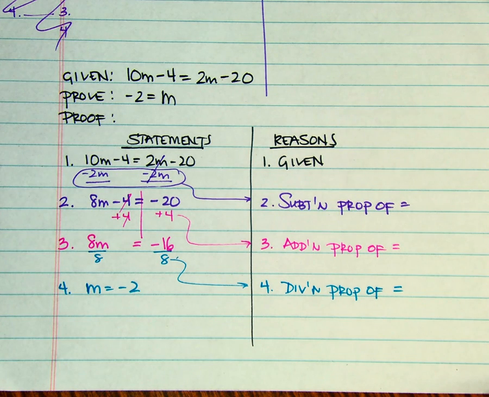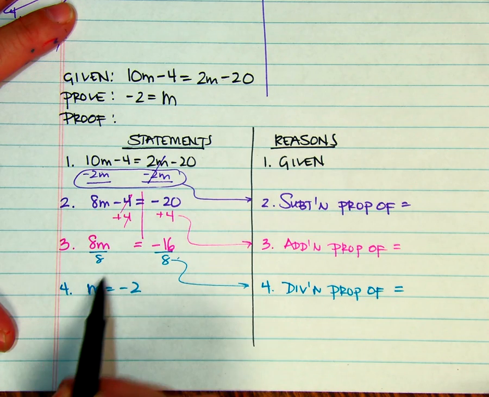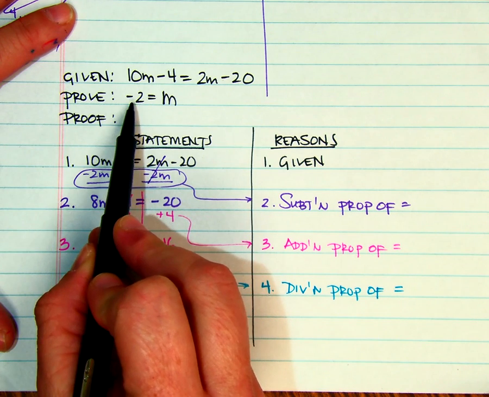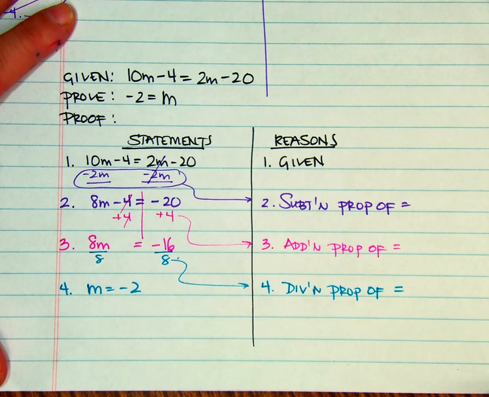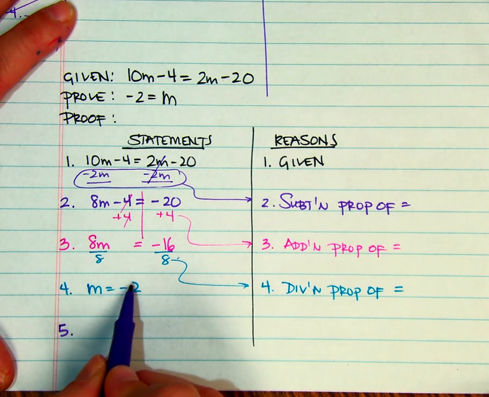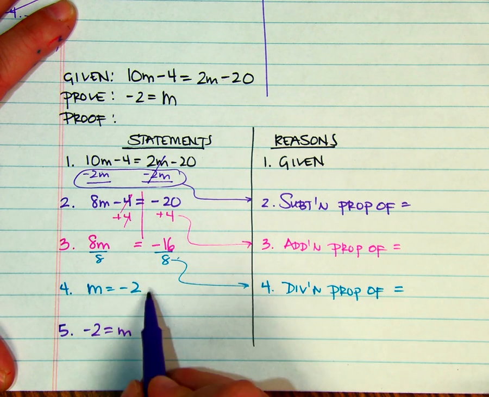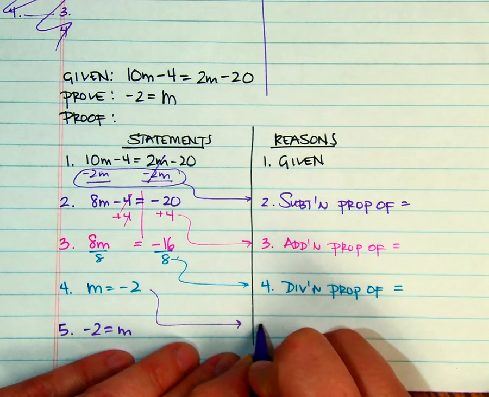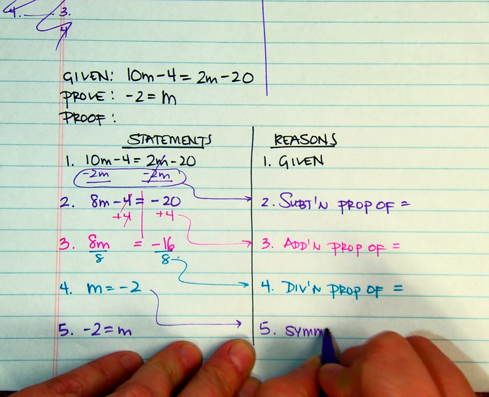Now, a lot of people would stop here and say, hey, I'm done, but you're not, because this is asking for negative 2 equals m. We have m equals negative 2. We actually have one more step, and that is to switch these two around. Negative 2 equals m. Why can I do that? That's that one we talked about called the symmetric property.